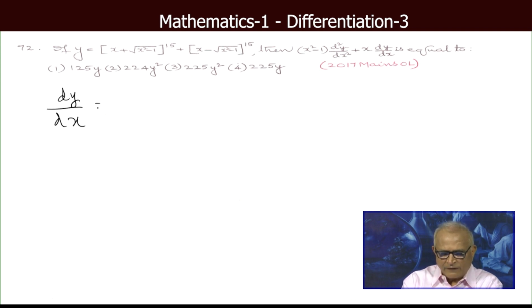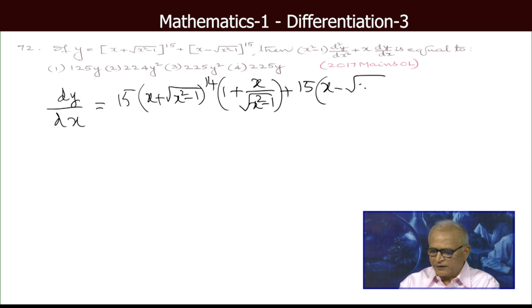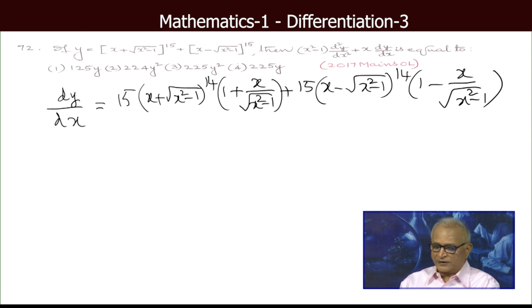one time differentiation effect చూద్దాం. 15 times x plus root of x square minus 1 whole power 14 into 1 plus x by root of x square minus 1, plus 15 times x minus root of x square minus 1 whole power 14 into 1 minus x by root of x square minus 1. కొద్దిగా ఫాస్ట్గా వేసాను, అన్నీ చాలాసార్లు చేస్తున్నాం కదా.